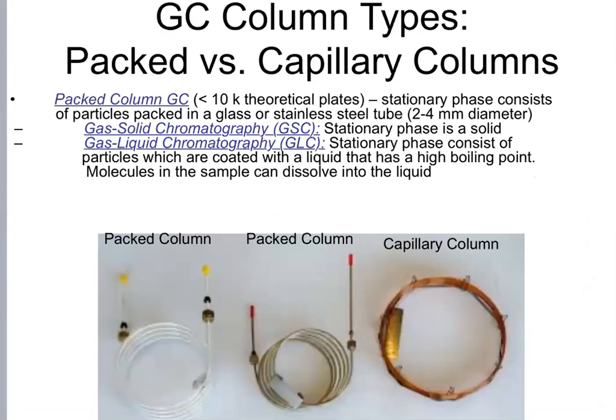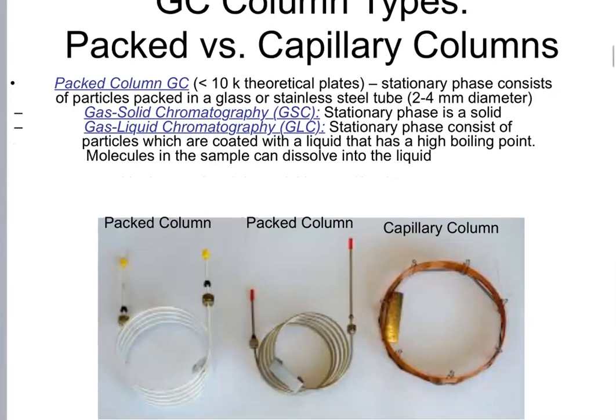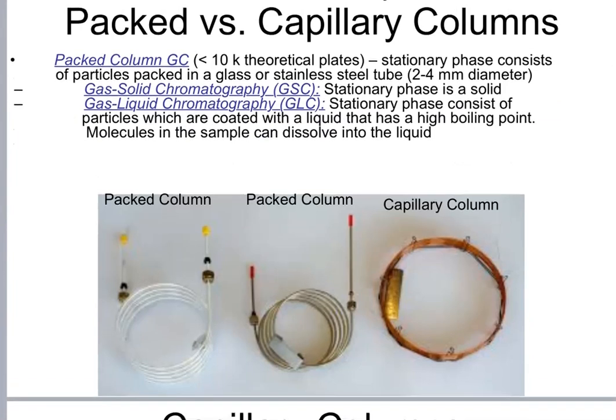Now, just as there are multiple different injection ports, there are also multiple different types of columns, okay? We've got two major categories. One will be called the packed column. Those are these two shown here on the left. And the other one is called the capillary column, okay? They differ completely in construction, as it turns out. So let's talk about these for a second and some of their characteristics.